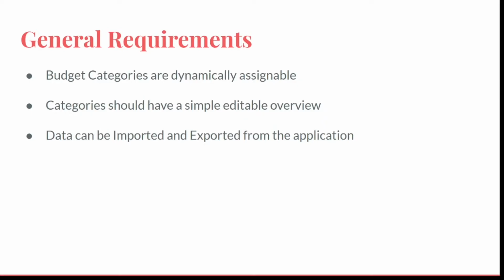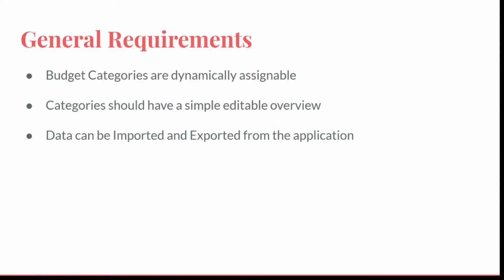Another requirement that I have to meet is categories should have a simple, editable overview. This means those categories for the budget need to be able to be editable. You need to be able to edit the description, the name of them. They will have a color associated with them, which I'll get into later. You should be able to easily edit those.